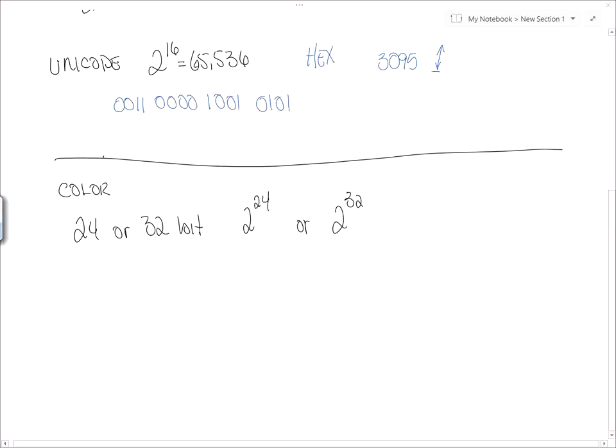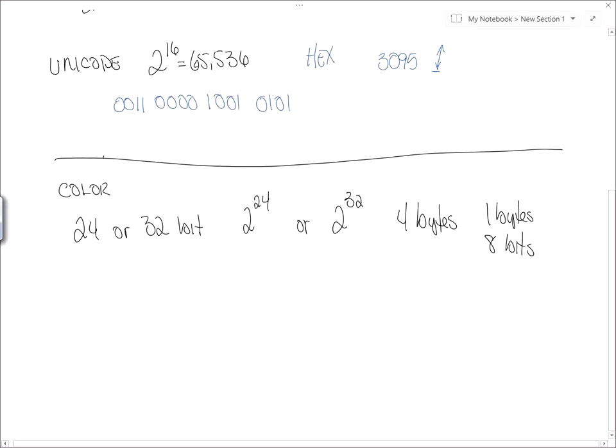If I'm using 32-bit color, which is pretty common, that means there are 4 bytes for every color. 4 bytes are 32 bits. Remember, 1 byte is equivalent to 8 bits. So if I have 32 of them, that means I actually have 4 bytes. So let's see about color.